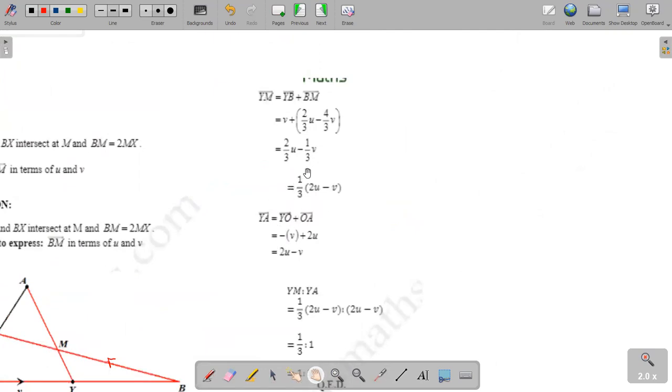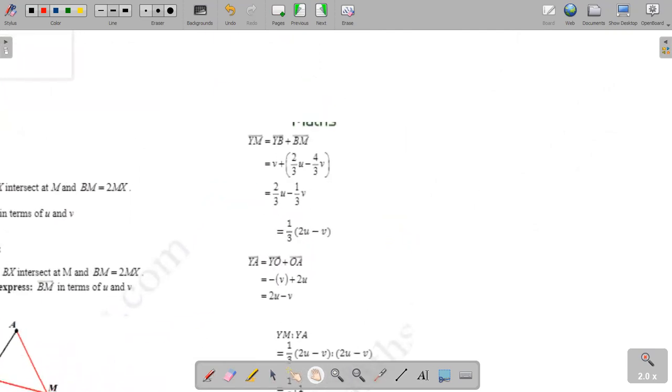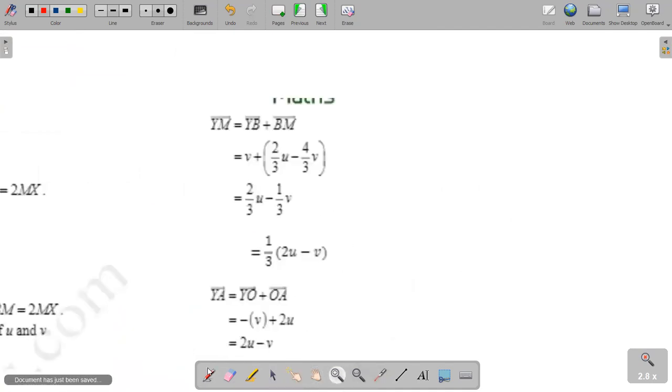It isn't really hard, it's just fractions. If you leave it like this and you're running out of time, if this is 2 marks, you will get 1 mark or 1.5 marks. What they're asking you to do is to group your like terms. So this is V plus 2 over 3U minus 4 over 3V.